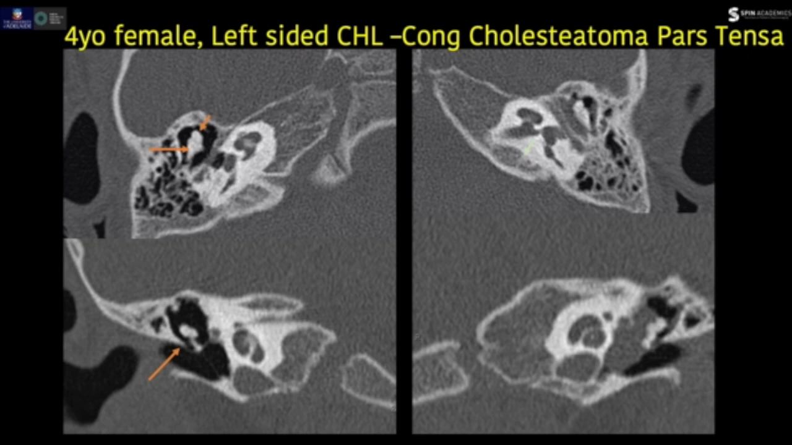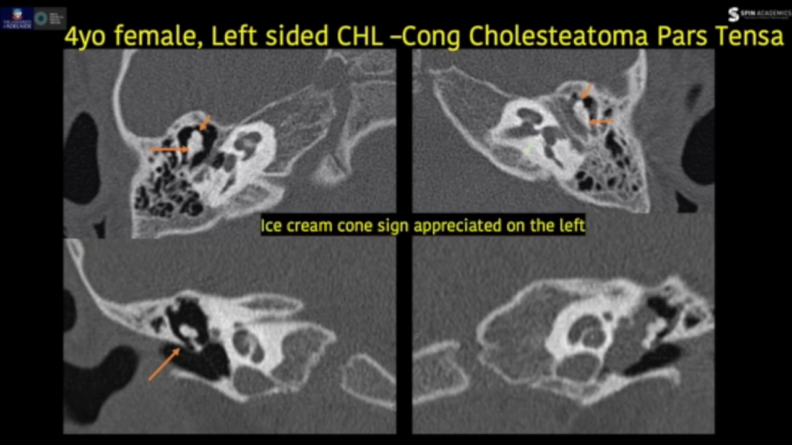This is a case of a pars tensa cholesteatoma in a 4-year-old female with conductive hearing loss. Note the absence of the erosion of the ossicles as well as the scutum. The congenital cholesteatoma is classically located medial to the ossicles, in contrast to the acquired cholesteatoma that is lateral to the ossicles, and the congenital cholesteatoma is less likely to cause erosions.